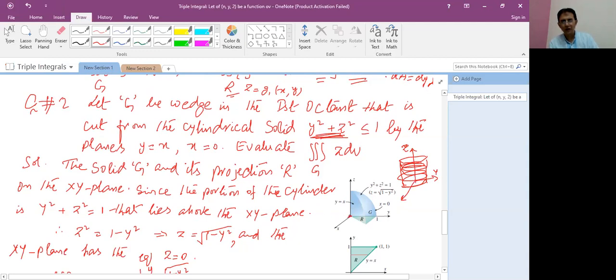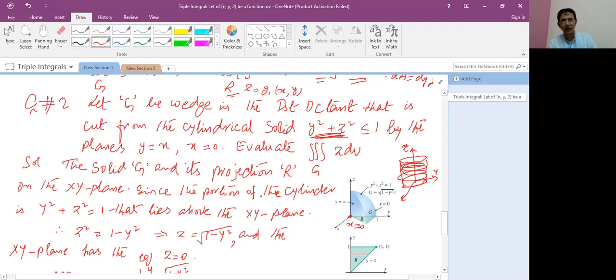It means here the value of x is 0 and y is equal to x. Y is represented here, it is the surface of x. So y is equal to x when x is 0. So the solid G and its projection are on the xy plane, since the portion of the cylinder y square plus z square is equal to 1 lies above the xy plane.